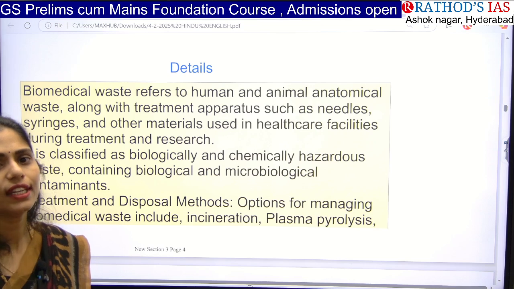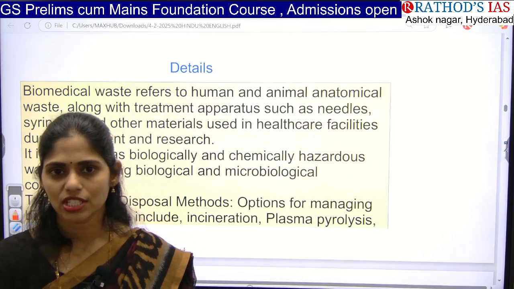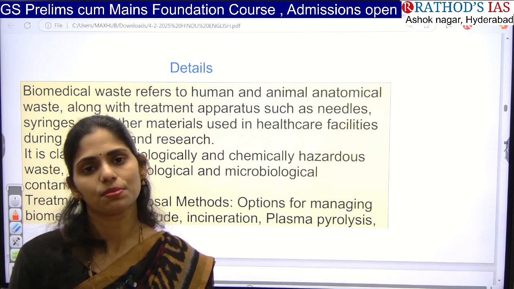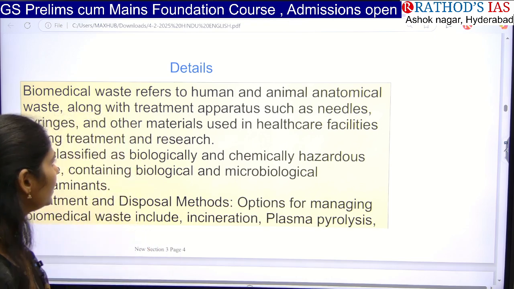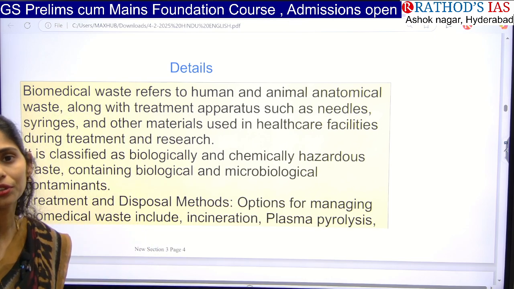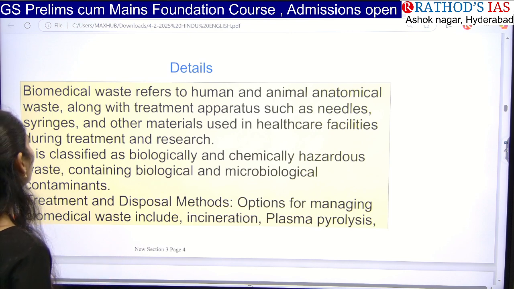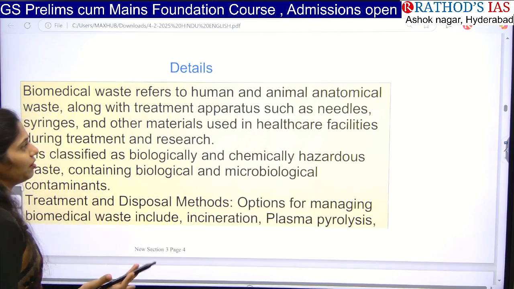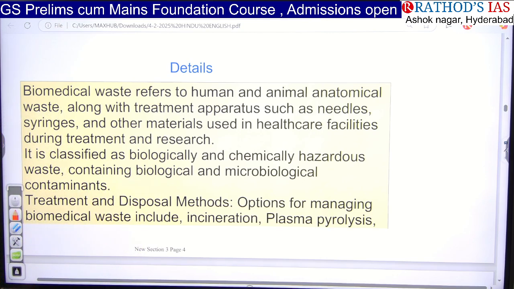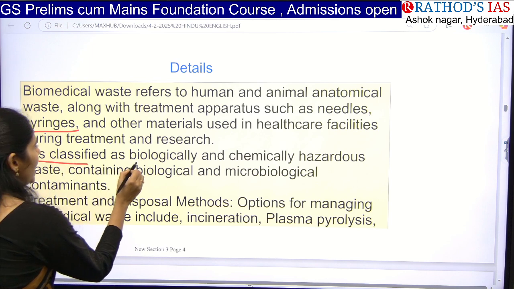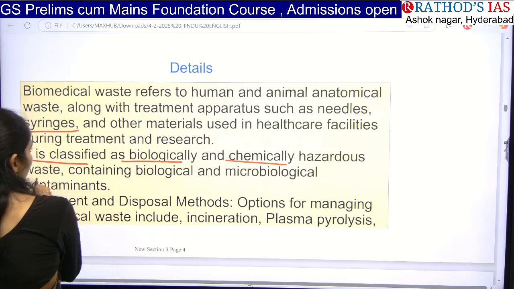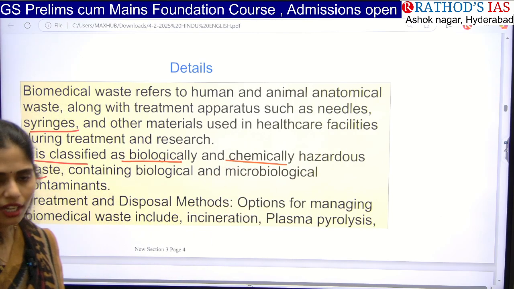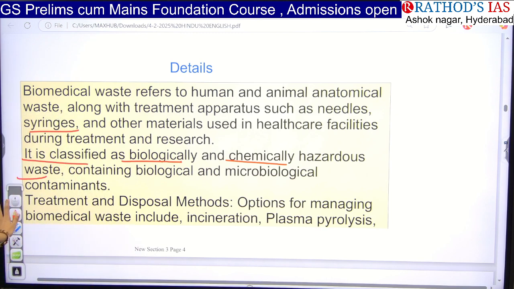Now we have single use disposable needles or syringes. So once the use is done, they have to be disposed of. So all these things come under biomedical waste, even the gloves they are using, everything. Okay, so this biomedical waste includes any waste from the anatomy of animals or humans, that is body parts, and apart from that needles and syringes and other materials mainly used in healthcare facilities like cotton, etc. It is classified as biologically and chemically hazardous waste because it will surely have microbial growth or microorganism contaminants.